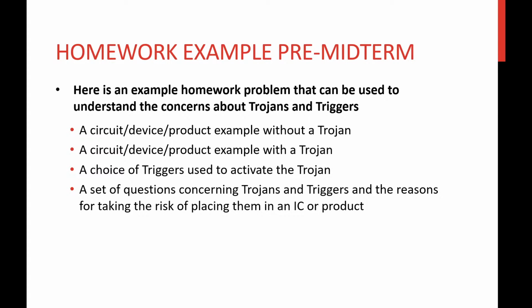So here's an example homework problem that can be used to understand the concerns about Trojans and triggers. The topic of concern is the built-in security vulnerability, the Trojan or Trojan horse. A circuit, device, and product example without a Trojan, a circuit, device, product example with a Trojan, a choice of triggers used to activate the Trojan, and then a set of questions concerning Trojans and triggers and the reasons for taking the risk of placing them in an IC or product, and that's an integrated circuit.